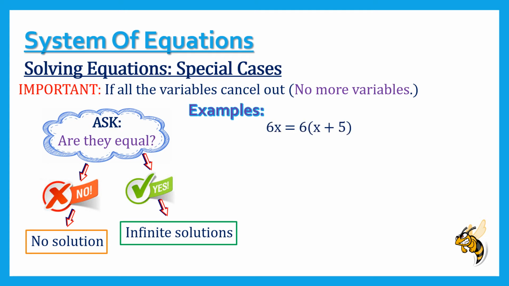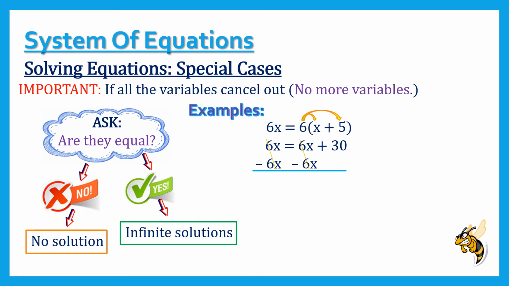6x equals 6 open parentheses x plus 5. To solve this equation, I'm going to go ahead and distribute the 6 to everything inside the parentheses. So now I'm going to have 6x equals 6x plus 30. I'm going to move the x on the right side by doing the undo operation. The opposite of positive 6x is negative 6x. So I'm going to subtract 6x from both sides.